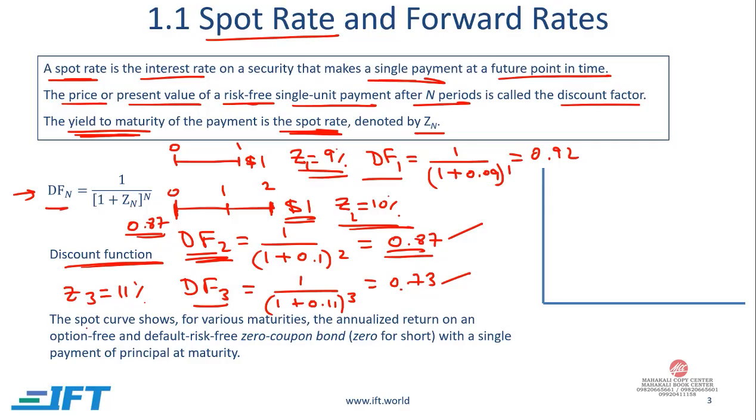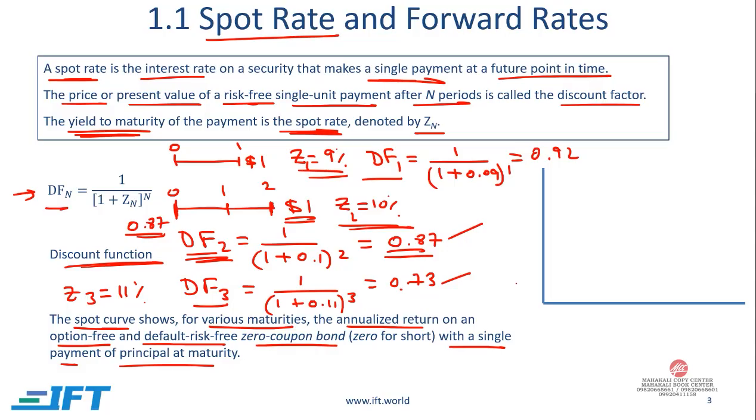The next point is the spot curve. So the spot curve is also called the spot yield curve. This curve shows for various maturities the annualized return on an option-free and default risk-free zero coupon bond with a single payment of principal at maturity. So notice with all these 3 securities, we had a single payment at maturity.